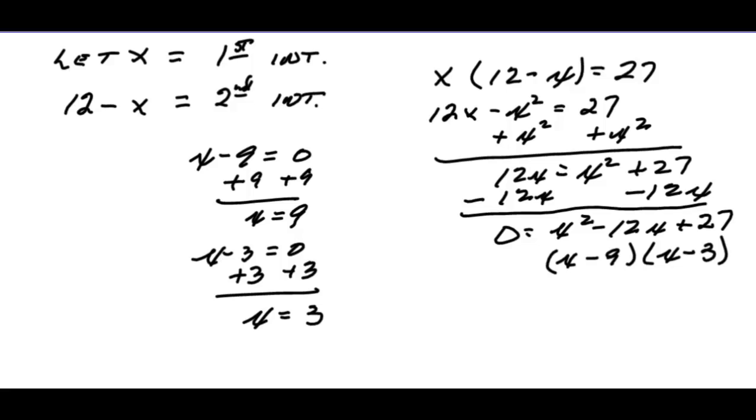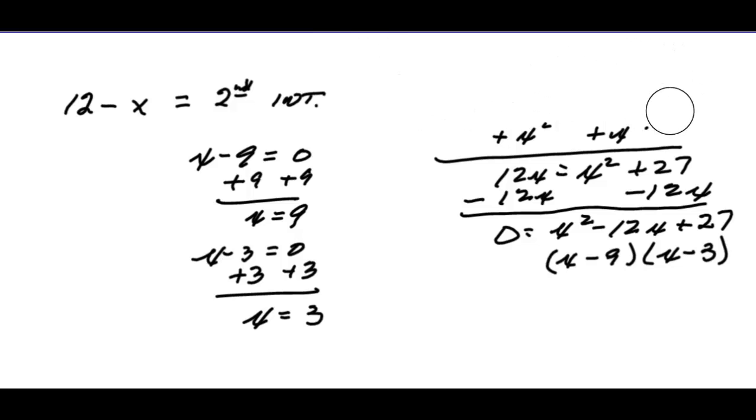So, if our first integer happens to be 9, and 12 minus 9, what do we get? 3. Or, if we wanted to use the solution 3, 12 minus 3 gives us 9. So the two answers are 9 and 3. So there, we've solved that problem.